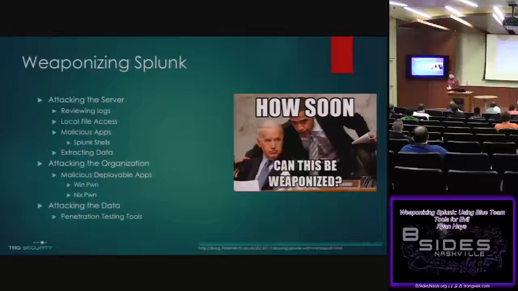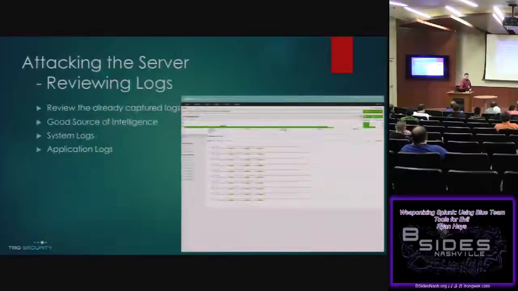Attacking the organization. We're going to be abusing the trust with the universal forwarders that are already out there. Let's send out applications that execute code on all those machines. Let's configure those applications to run every 5 seconds so that in case somebody catches me, I now have my shell back immediately. And then attacking the data, we'll be bringing in all our pen test data. I'm going very quickly, but it's cool.